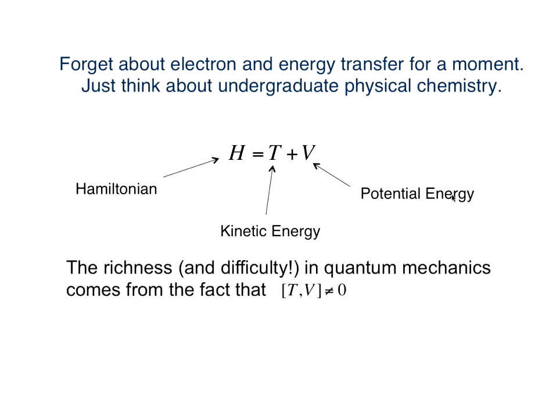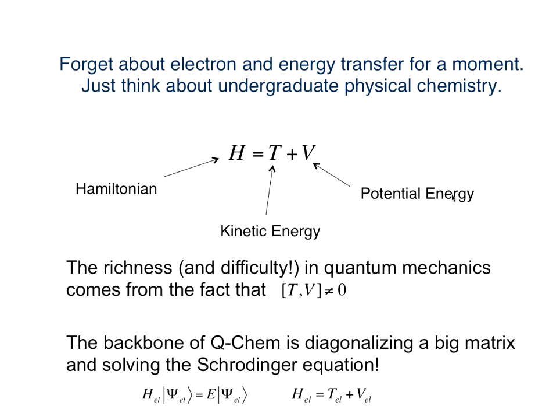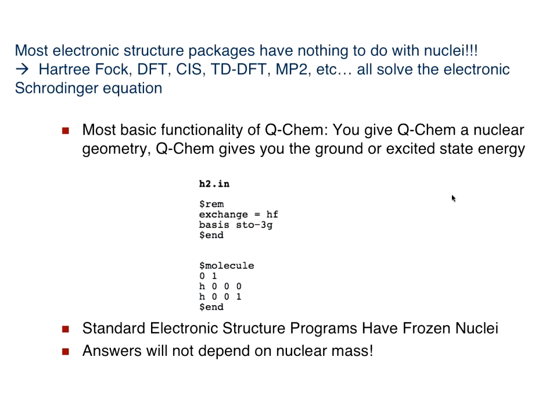What we learn about in quantum chemistry is that the whole difficulty, but also richness of quantum mechanics comes from the fact that the Hamiltonian, which has the kinetic energy and the potential energy, do not commute. And the backbone of Q-Chem is diagonalizing, or coming close to diagonalizing, a big matrix and solving the Schrödinger equation. But it's important to remember that in general in Q-Chem, that matrix entirely represents an electronic problem.